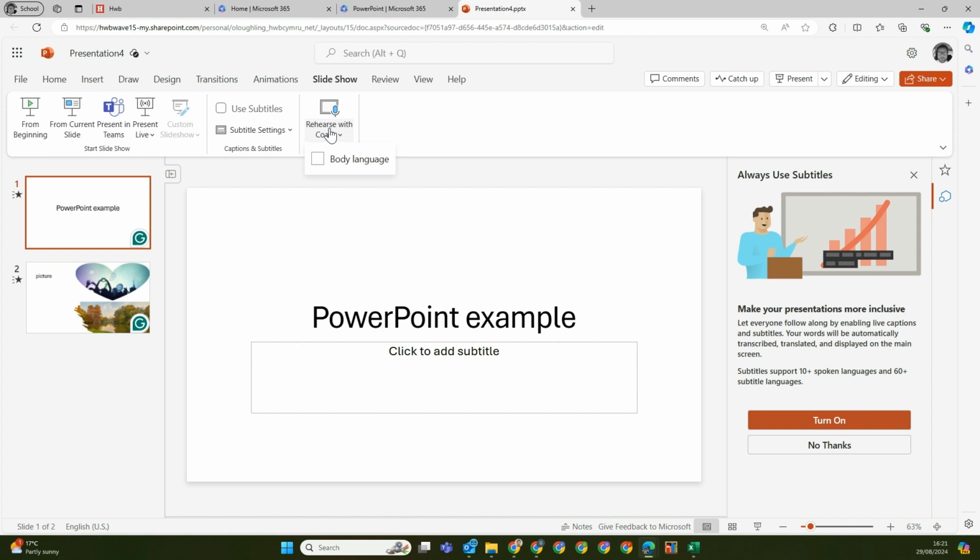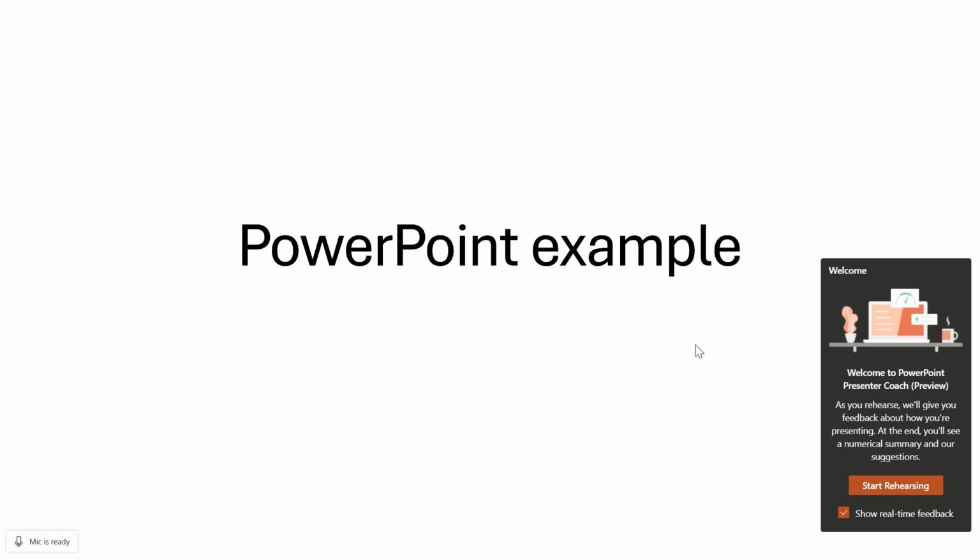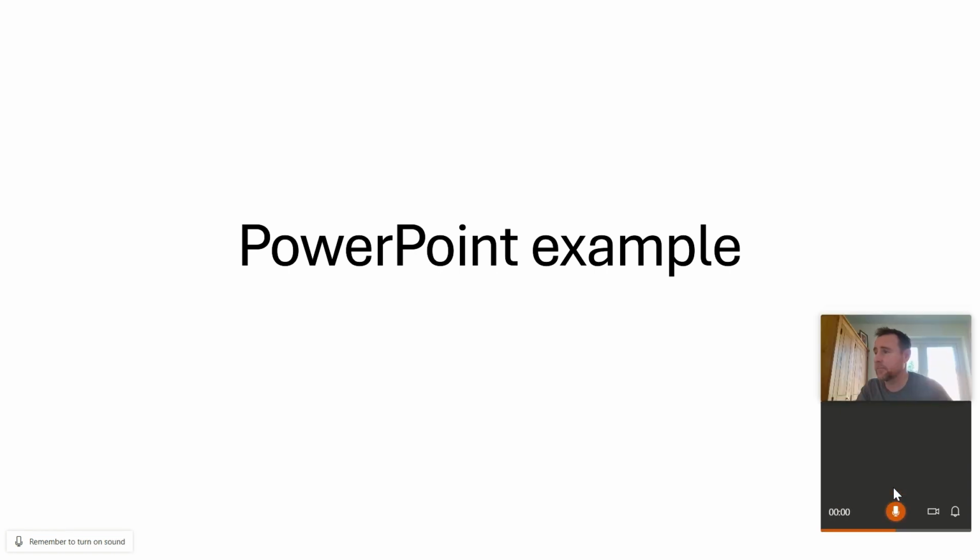So if I select my Rehearse with Coach, I can add in my body language so it can see what I'm doing. But I'm going to select going in, Rehearse with the Coach, and then it will come on for me. And as I start my presentation, it will give me some feedback on what I'm doing. So for this one, I'm going to start rehearsing. You can see me there ready to read.